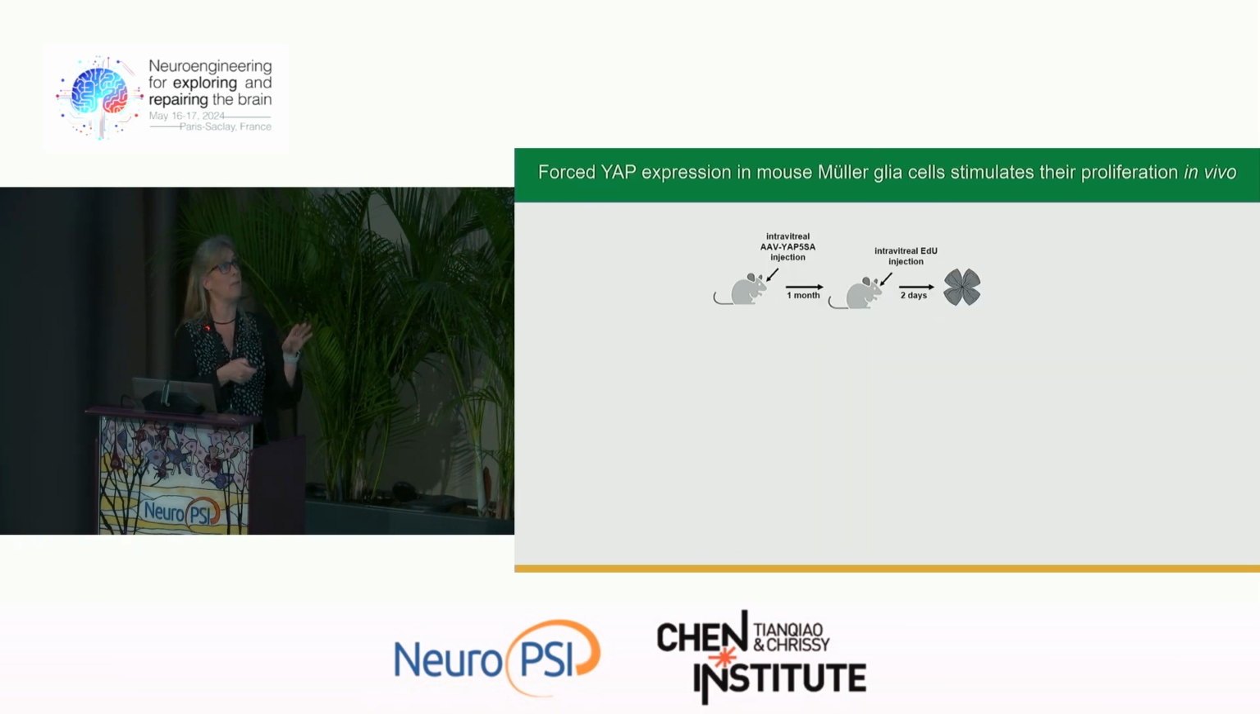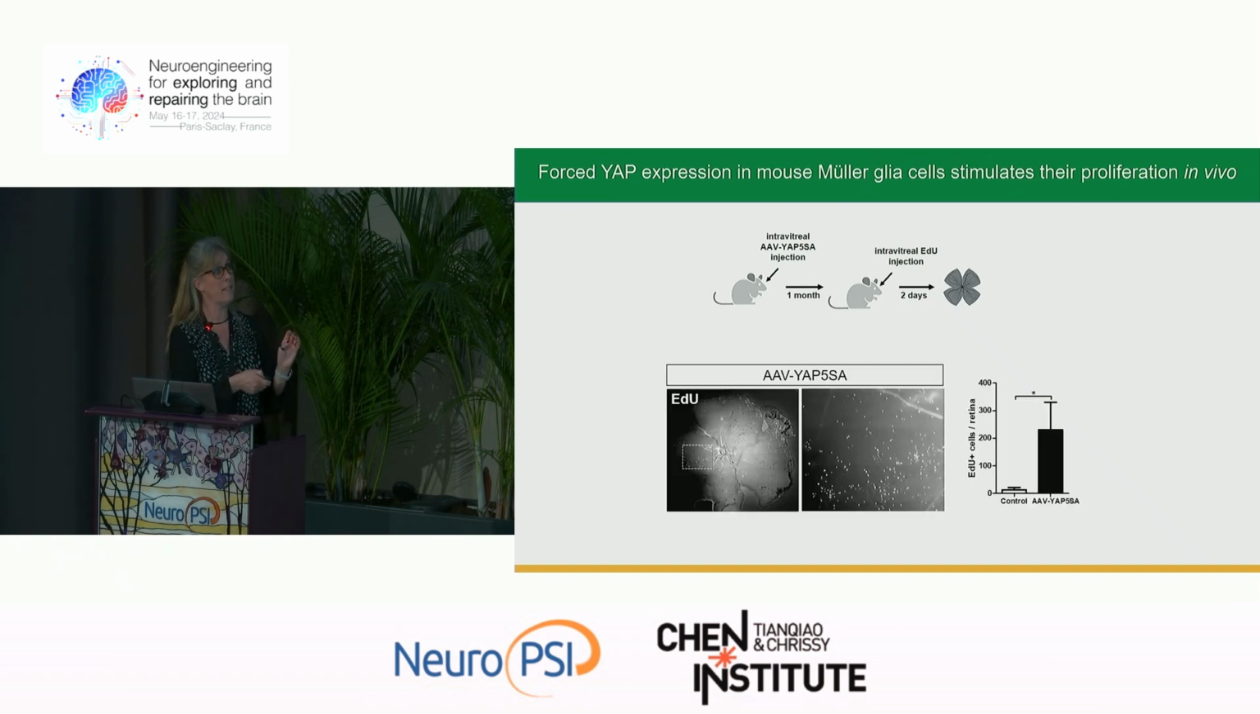Now I have to tell you that this was confirmed in vivo using intravitreal injection of this AAV. In this case, you still have many Müller cells that do re-enter into the cell cycle. So YAP seems to be a potent inducer of Müller cell reactivation.